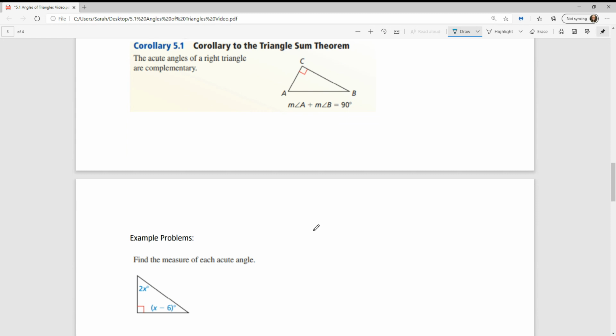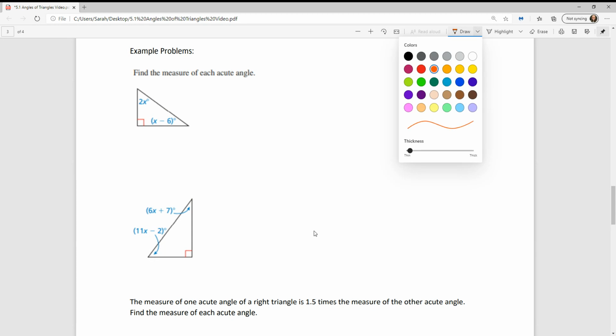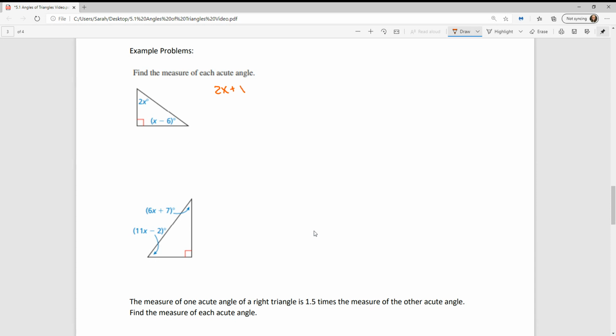So now we're going to be looking at some right triangles. They want us to find the measure of each acute angle. So once again, we're not finding x as our final answer. We're finding x and then using that to find the measures of each acute angle. So we know that since this is a right triangle, the two other angles are going to be complementary or add up to 90. So we can say 2x plus x minus 6 equals 90, and then solve that equation.